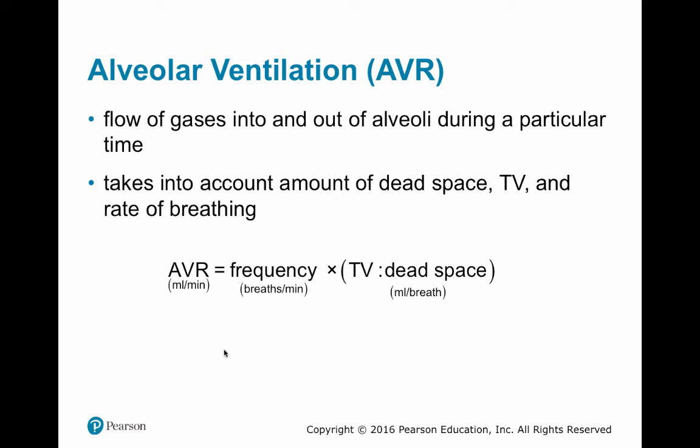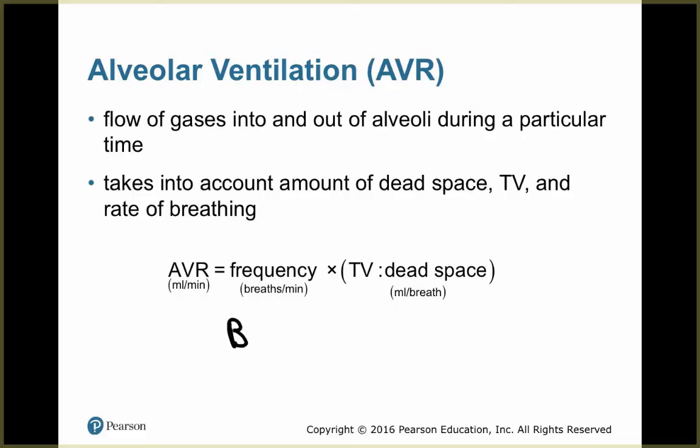So alveolar ventilation, or AVR, is just the flow of gas into and out of alveoli during a particular time. It takes into account the amount of dead space, the tidal volume, and the rate of breathing. So you can basically calculate this by looking at your breaths per minute in frequency times your total volume divided by breaths. And this is actually a better indicator of effective ventilation.